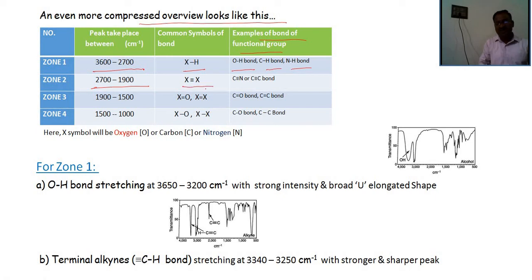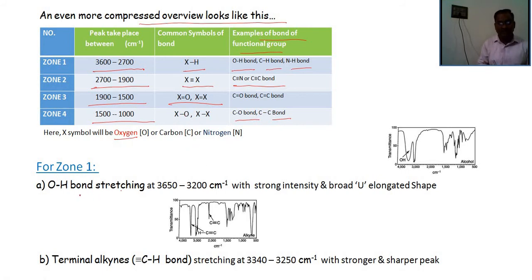Here carbon, X triple bond X. Here carbon triple bond nitrogen, carbon triple bond carbon. In zone 3, 1900 to 1500, here X double bond O, X double bond X. Here the CO bond or CC bond is generally predicted. In 1500 to 1000, what we are getting here is CO bond and CC bond. In this example, X means oxygen or carbon or nitrogen.